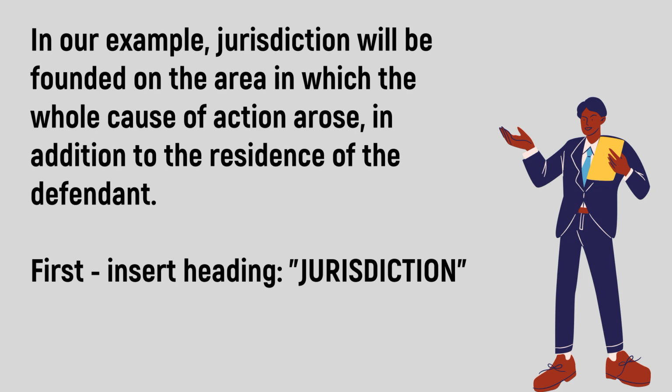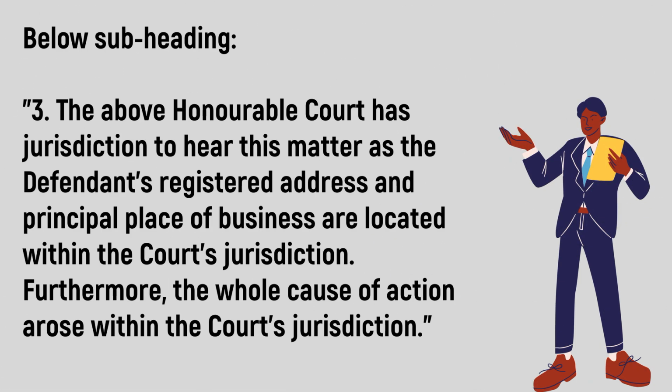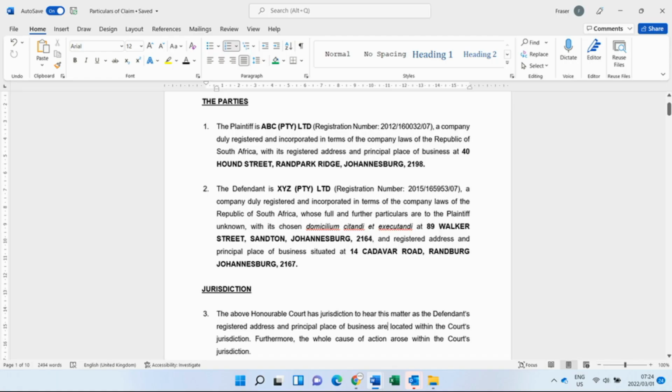Before we proceed with our paragraph concerning jurisdiction, type in bold and underline the heading Jurisdiction. Below our new heading, we will insert the paragraph concerning jurisdiction. Paragraph 3 states as follows. The above Honourable Court has jurisdiction to hear this matter as the defendant's registered address and principal place of business are located within the court's jurisdiction. Furthermore, the whole cause of action arose within the court's jurisdiction. Our citation of the parties and the jurisdiction paragraph will look as follows.